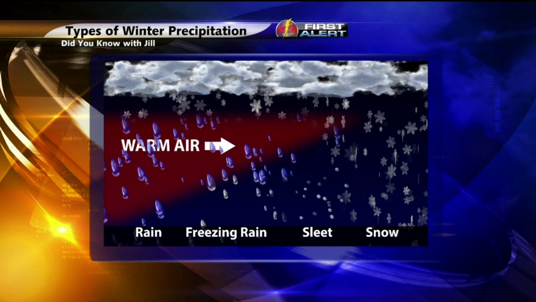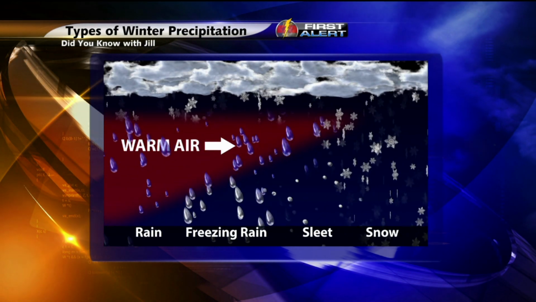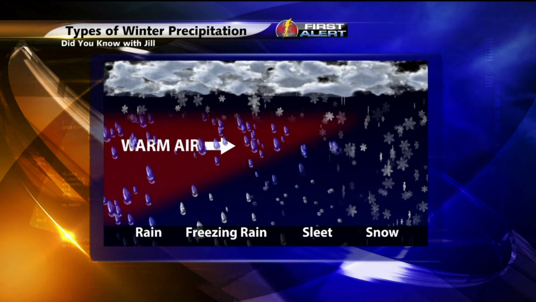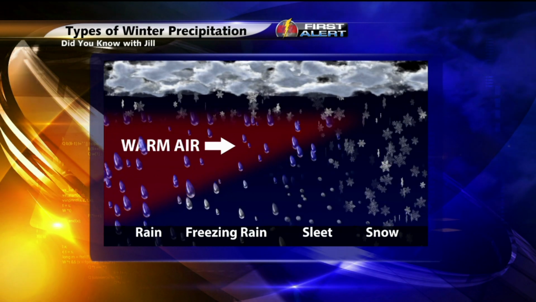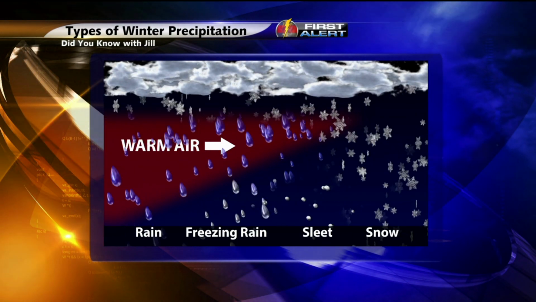Now, sleet is a little bit harder to understand. You can almost think of it as ice pellets. So we see the ice crystals, they melt in a small layer, then they refreeze. They're almost just partially refrozen, so whenever they strike a surface, they bounce.